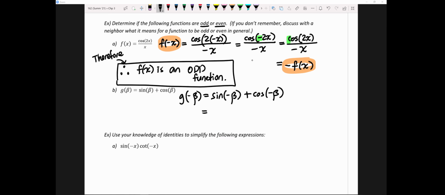Sine is an odd function, meaning the negative goes from inside to outside. Cosine is an even function, meaning the negative sign inside gets dropped. For odd functions, negative goes from inside to outside. For even functions, the negative sign gets dropped. Okay, so let me write this. It's negative sine of beta plus cosine of beta.